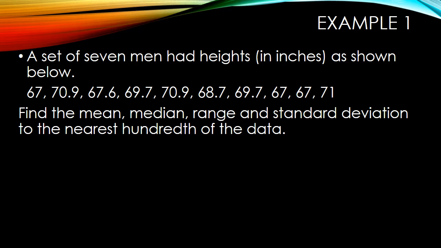We're trying to find the mean and the median, which are the values that describe the center, and the range and standard deviation to the nearest hundredth, which are the values that describe the dispersion, or the spread, of the data. Before we start doing anything, we need to learn how to construct what we call a frequency table. We have 7 data, but as you can see, some of these data are repeated.